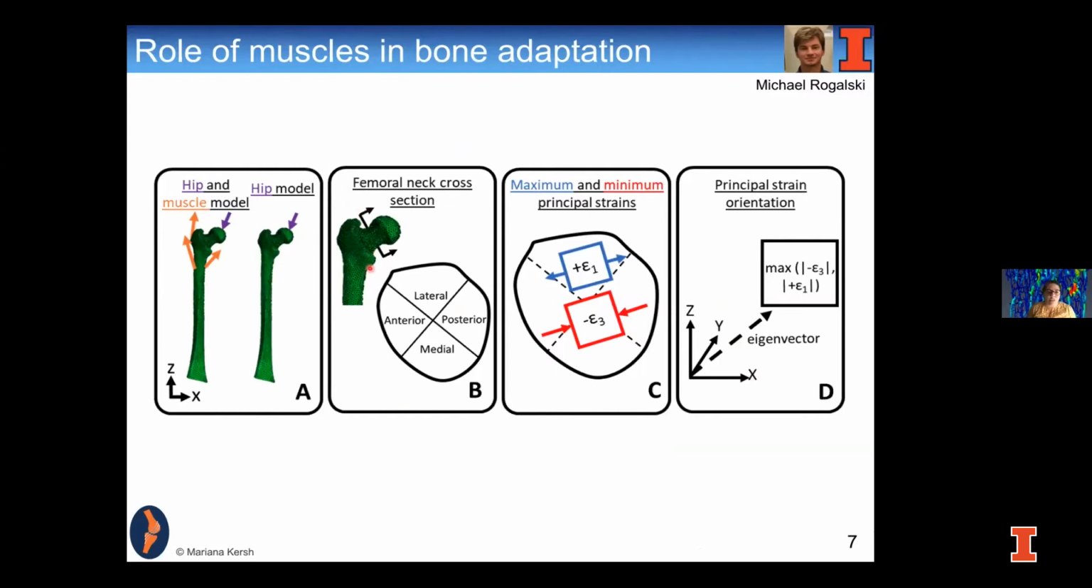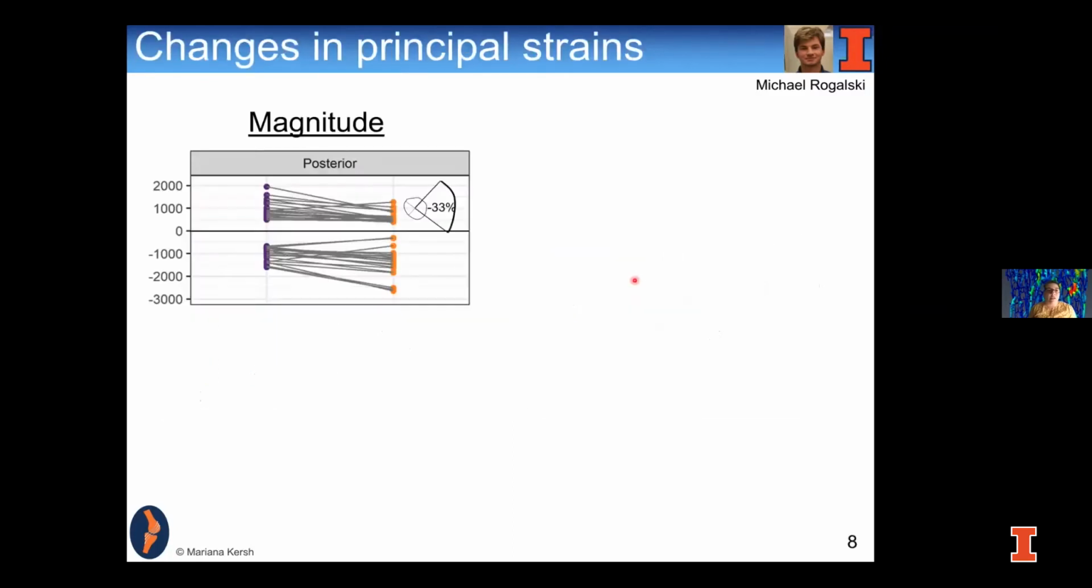And so we looked at just the cross-section here within the femoral neck and split it up into 4 different quadrants to see what the strains actually were, looking at their magnitudes and their distributions. And so showing just a few of the important results, again, the purple was the hip-only model and the orange is the hip and muscle model.